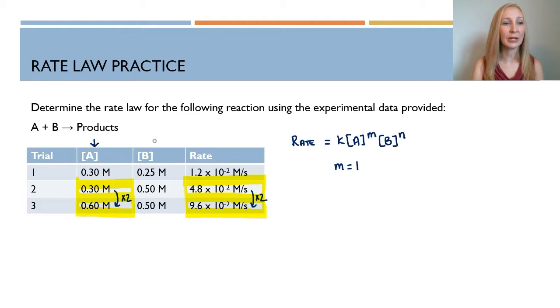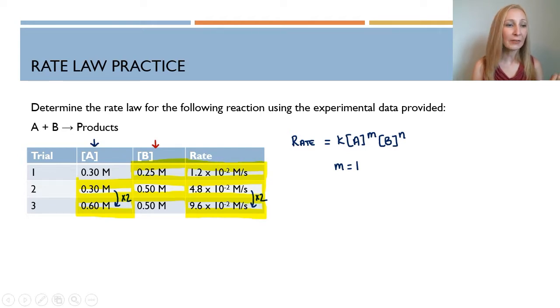So I'm going to do this one in red. And now I need to find two scenarios where A stays the same. So trial 1 and trial 2, A is staying the same. A is 0.30 molarity there, and B is what's changing. So I have trial 1 and trial 2 are what I'm going to be comparing.